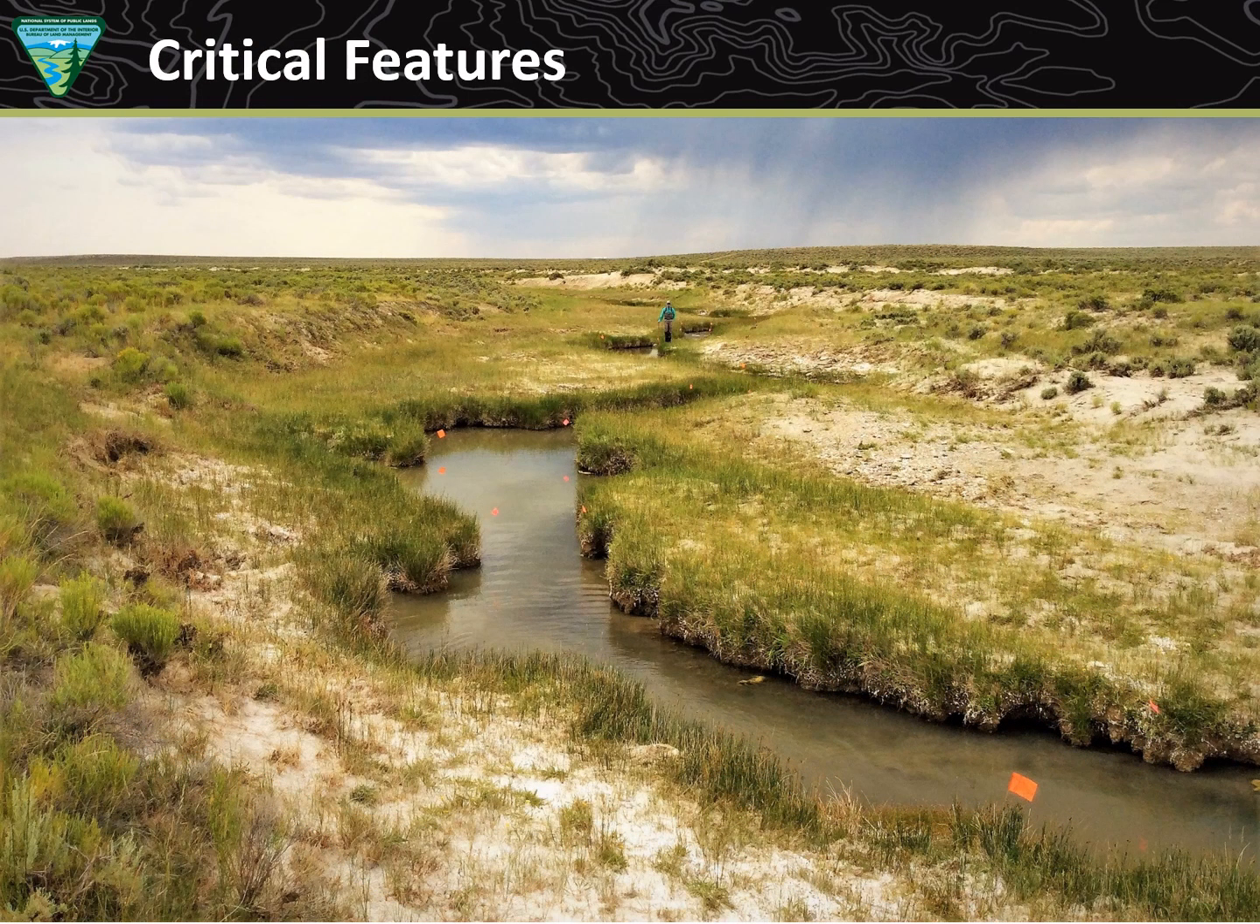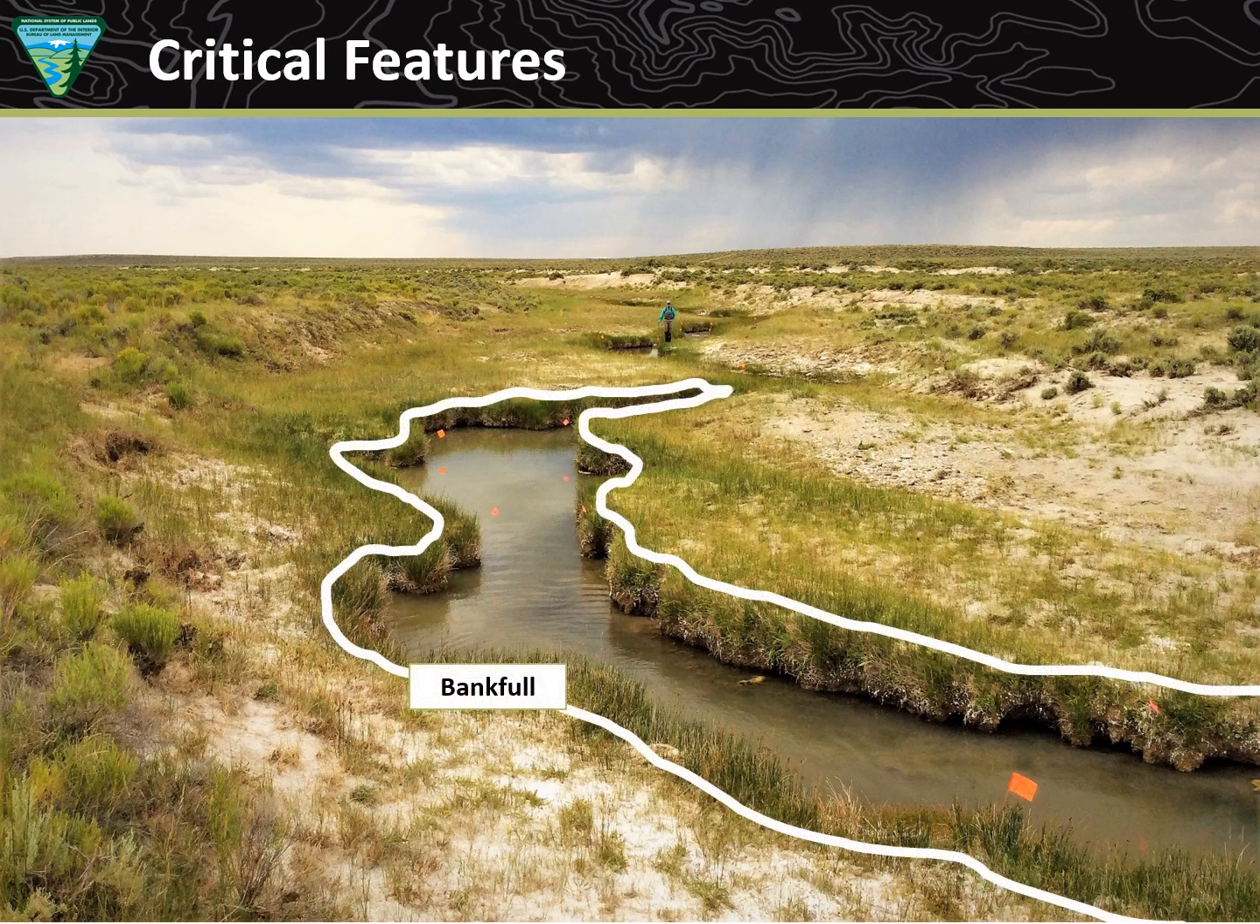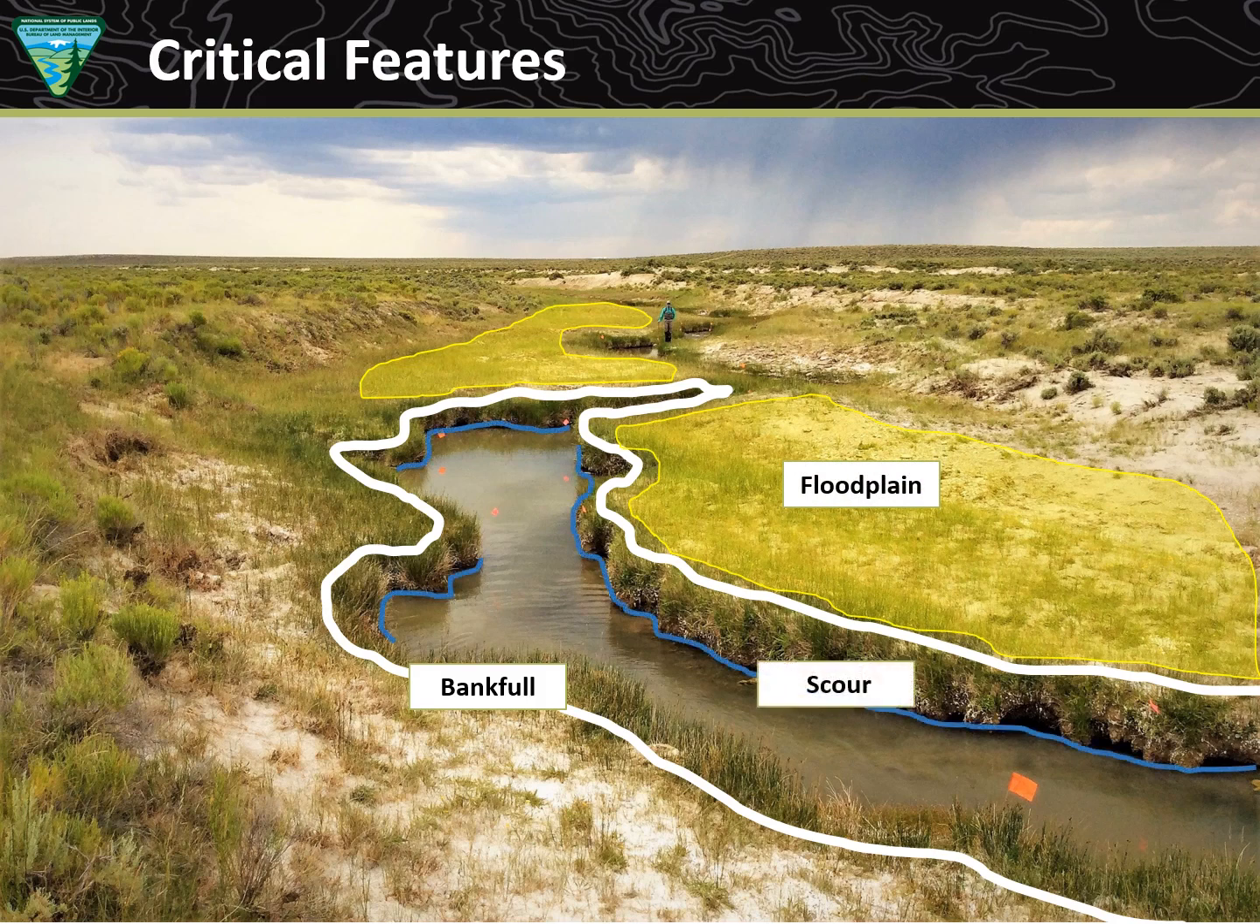Within each sample reach, there are several critical features that must be clearly identified before the sampling process begins. These critical features are Bankfull, the elevation at which the stream just starts to overtop its banks; Floodplain, the flat depositional area at or above Bankfull; Scour, which defines the active channel; Thalweg, the deepest place in the channel with the most flow; and side channels, which are any additional channels besides the main channel. We will discuss each concept in more detail in the following slides.